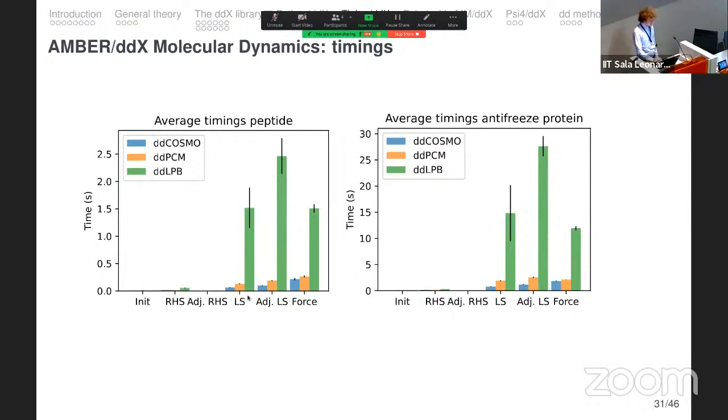And then here I have the 3 steps: linear system, adjoint linear system, and force. As you can see, the LPB is quite a bit more complicated than the other 2, but we are still doing quite nicely, and we can actually perform molecular dynamics simulations using continuous solvation models, which is something nice and quite new in some sense.